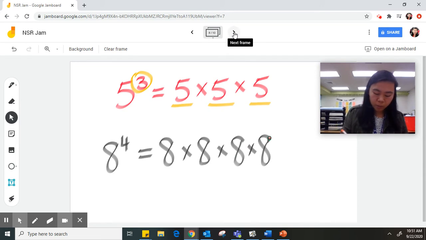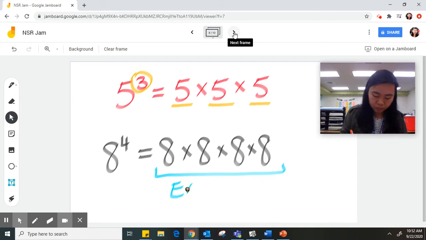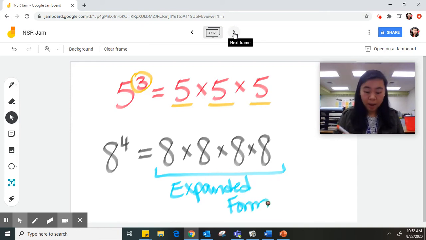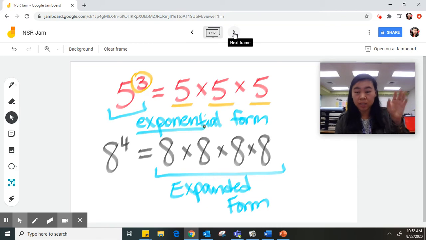Okay, and when we see it drawn out like that, that is called expanded form. I am expanding it out, right? Expanded form. Okay, and when I see it like this, and I see that exponent, that's called exponential form. All right, and you can see exponent in my definition there. So when you see an exponent, it's exponential form. When you are dragging it out, you're pulling it out so it's really long, you see that repeated multiplication, that's expanded form.